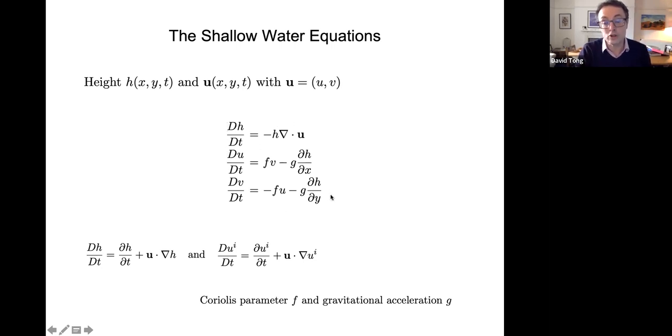The second two equations are just F equals ma. So the left-hand side is the acceleration. The right-hand side has the two forces that are at play here. The two forces are the Coriolis force and the gravitational force. So both of them very familiar. F is the name that fluid dynamicists always give to the strength of the Coriolis force. It's a parameter which has dimensions of inverse seconds, and it's roughly 10 to the minus 4 inverse seconds. It's the strength of the Coriolis force.